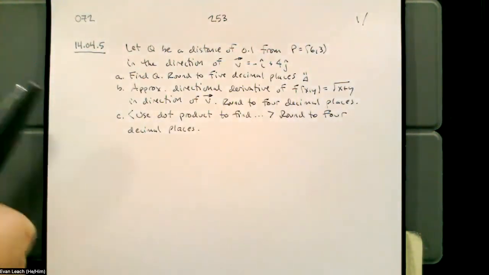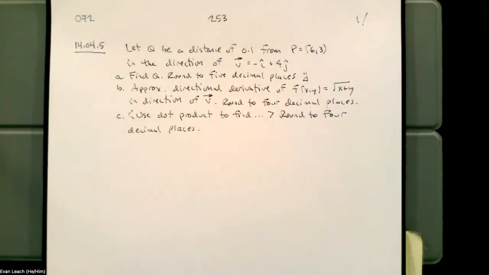I had to rewrite part C here because they're saying give the exact value and then round it to 4 decimal places. If you're rounding to 4 decimal places, you're not given the exact value. I don't know what they're talking about. It's kind of a weird way to ask a question. What they want to do is say, do that dot product thing that we talked about in this section, and then see how different it is from your previous answer.